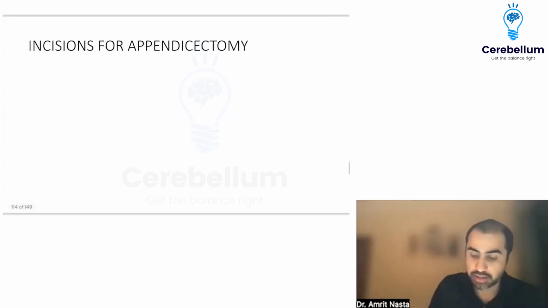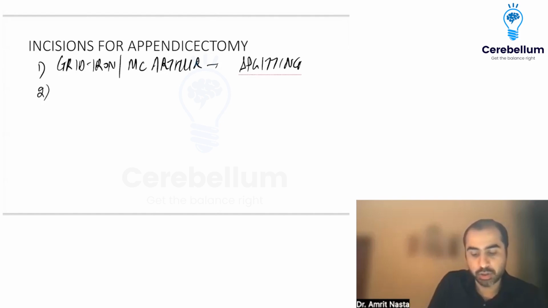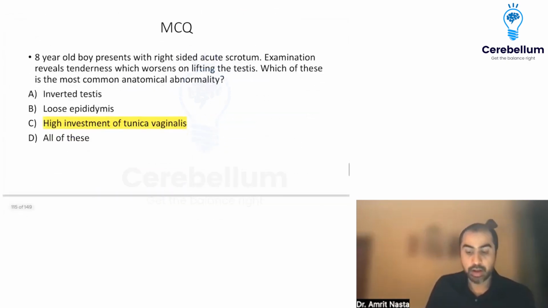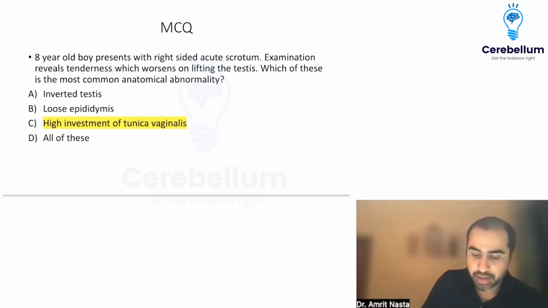The normal incision that you use, which we call as the gridiron, also called as the McBurney incision. वो incision में it is a muscle splitting incision. No muscle is cut. उसमें nerve injury नहीं होगी. And the incision which is cosmetic, that is your Lanz, skin crease incision. It is a cosmetic incision. Right? Very good. I don't know if you got this, but it was another very tricky question. Boy presents with right-sided acute scrotum.